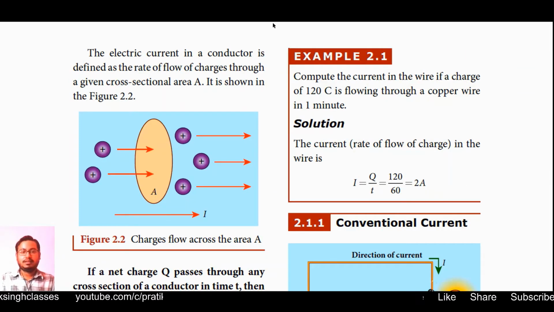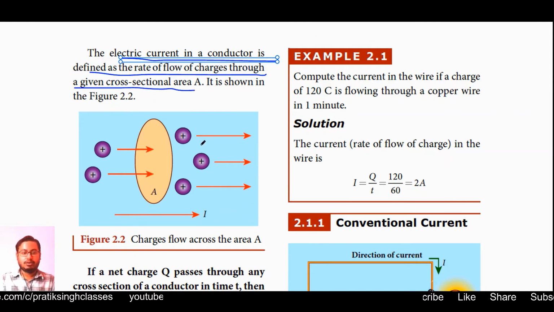Now here the main topic begins. The electric current in a conductor is defined as the rate of flow of charge through a given cross-sectional area A. What does it really mean? The term rate of flow has come here. That means in per unit time, how much charge has flowed through that area. Let us try to figure it out from figure 2.2.